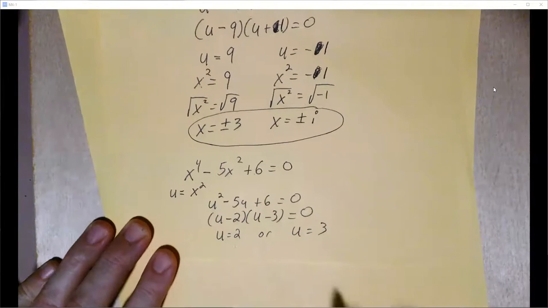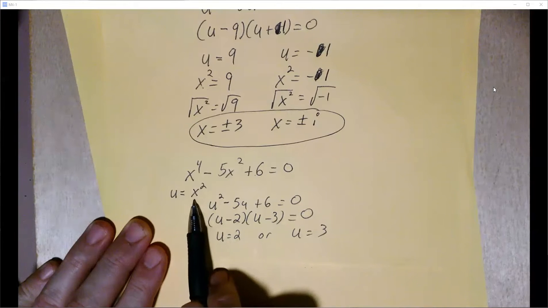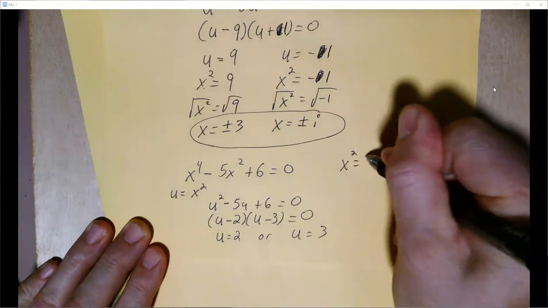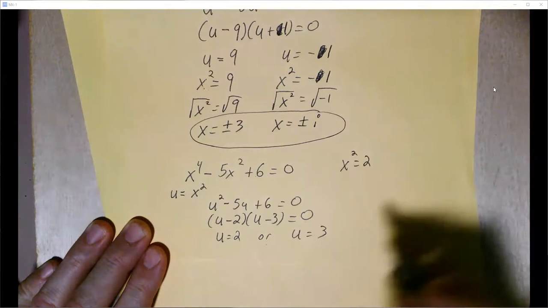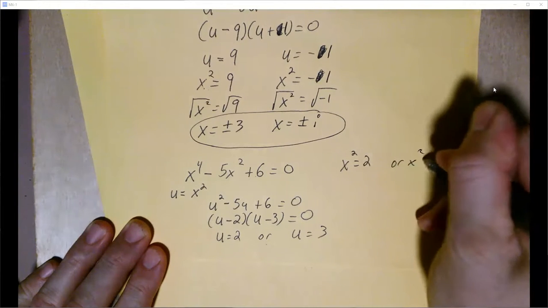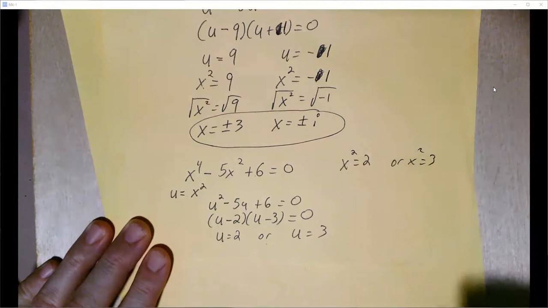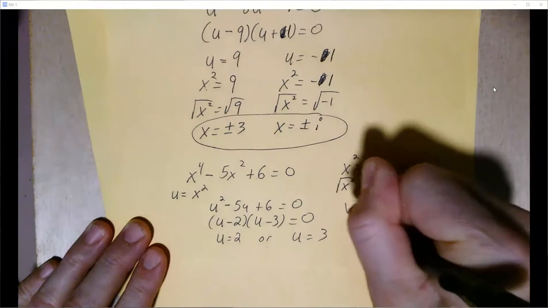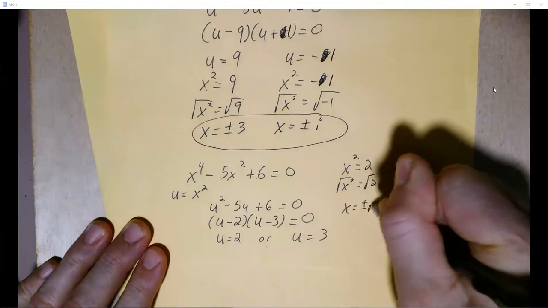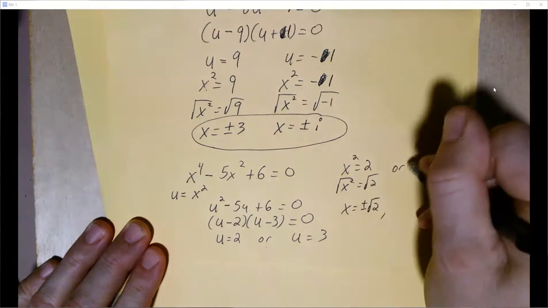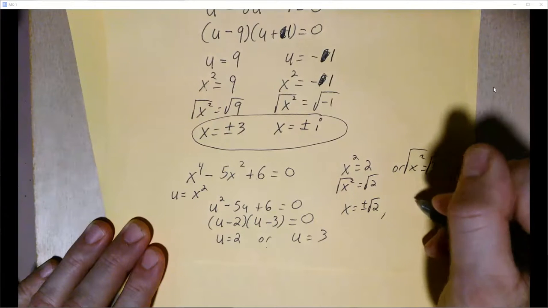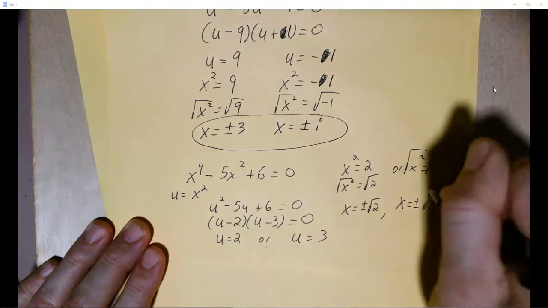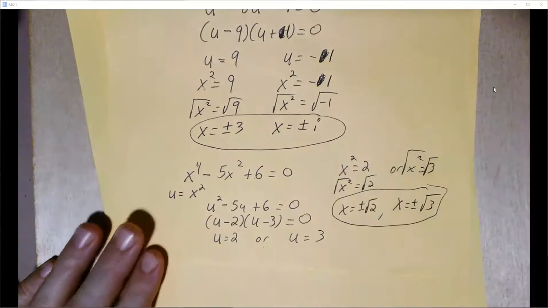Once I get u by itself, then I bring the x squared back in. If u equals 2, then that means x squared equals 2. Or if u equals 3, then x squared equals 3. To solve both, I'm going to square root both sides. Here I would get plus or minus the square root of 2, and here I would get plus or minus the square root of 3. Those would be my 4 answers.